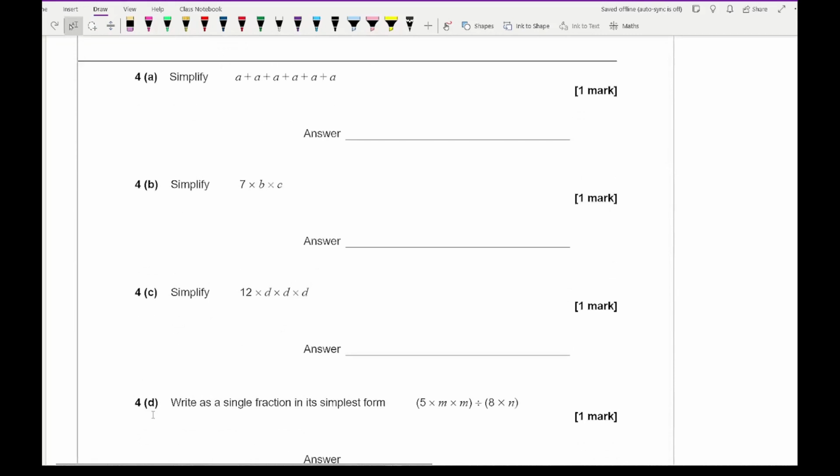Well, question 4, it says simplify A plus A plus A plus A plus A plus A. And so here we've got 6 A's being added, so that's going to be 6A. And when we're multiplying, we just join the things together, so that's going to be 7BC. And then with question 4C, here we've got 3 D's, and we're multiplying, so that's going to be 12. And then D times D times D is D cubed.